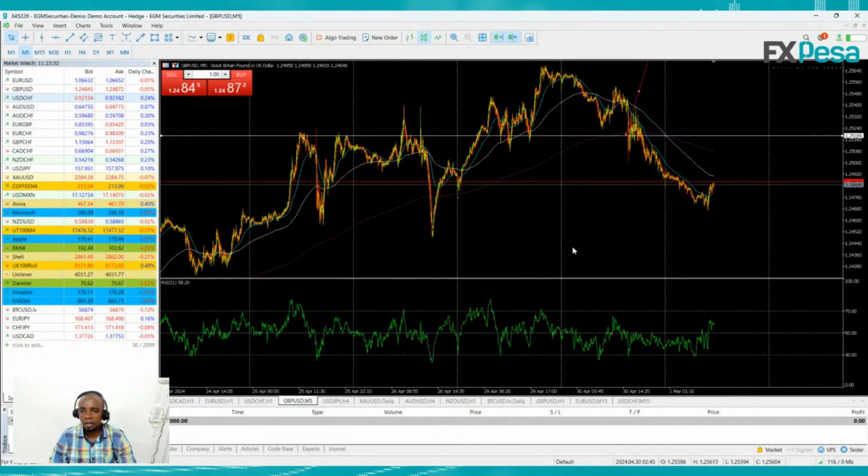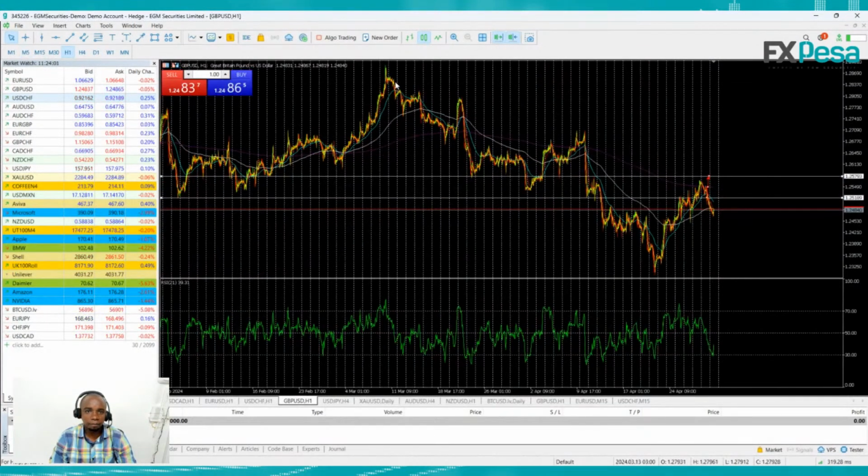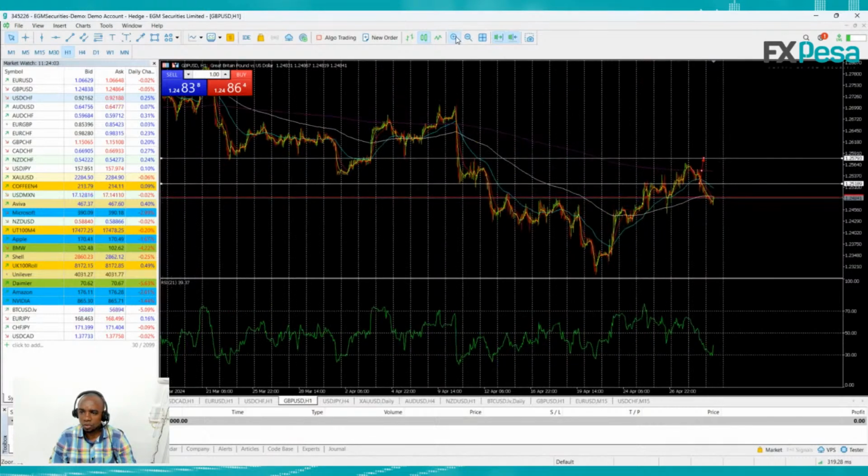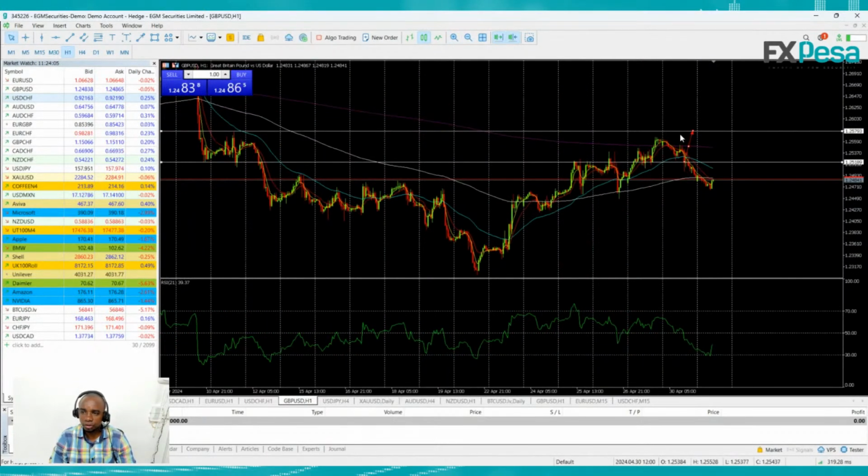GBP USD, we tended to be bullish. The market came, we saw some support, but then again, this analysis was invalidated. So what happened is that there was a strong bearish push, and we can see now an invalidation of this particular setup. So what do we do? We need to remove everything and seek new opportunities.